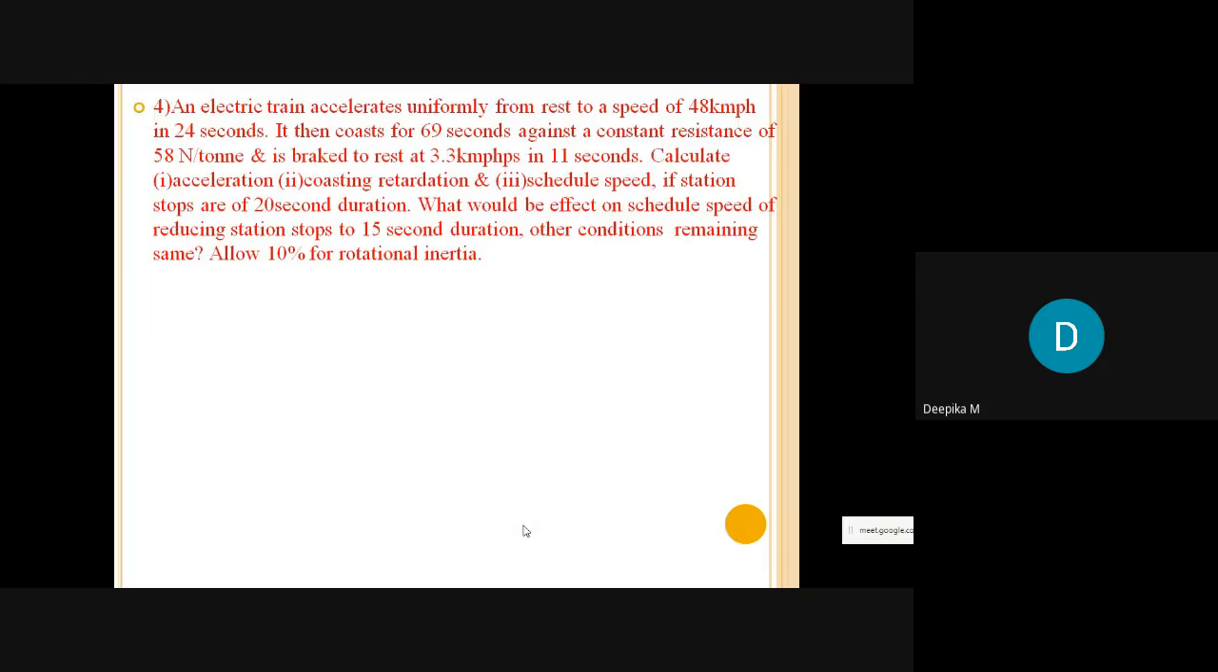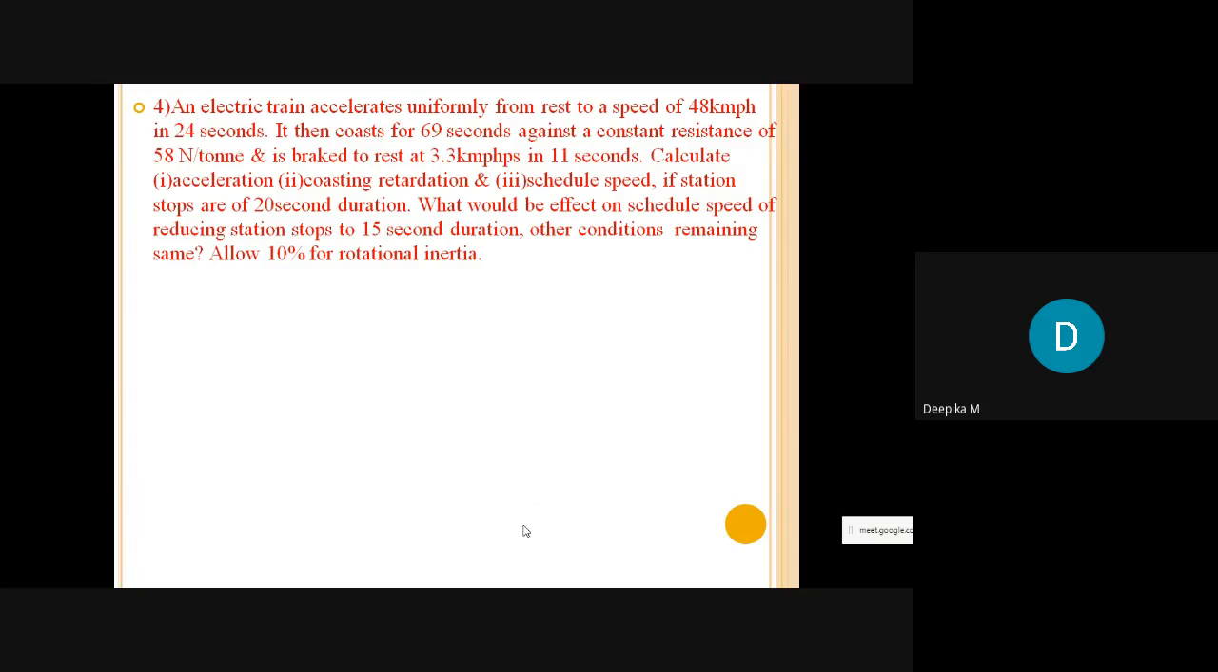So next we'll move on to the next problem. An electric train accelerates uniformly from rest to a speed of 48 km per hour in 24 seconds. It then coasts for 69 seconds against a constant resistance of 58 Newton per ton and is braked to rest at 3.3 km per hour per second in 11 seconds. Calculate acceleration, coasting retardation, scheduled speed. If the stops are of 20-second duration, what would be the effect on scheduled speed of reducing the station stops to 15-second duration? Other conditions remaining the same. Allow 10% for rotational inertia.